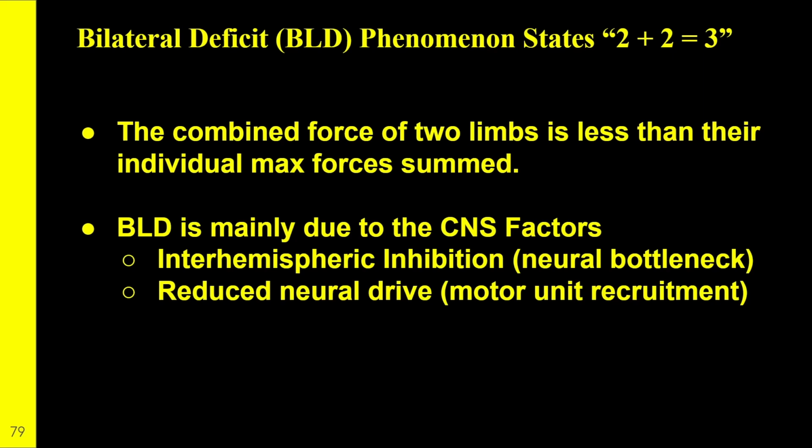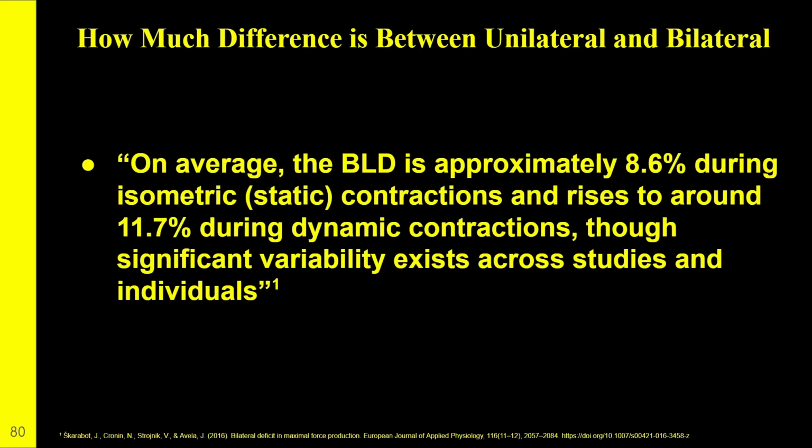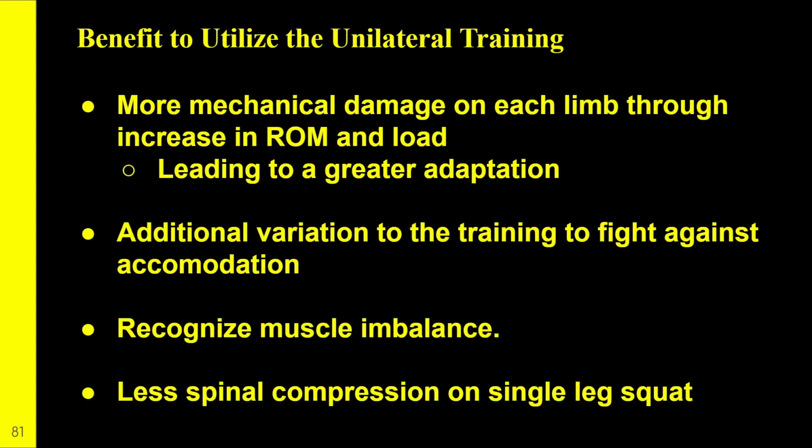BLD is mainly due to CNS factors, one of which is called interhemispheric inhibition, which is basically just a neural bottleneck. And second, reduced neural drive. Our body is going to have weaker motor unit recruitment if we use two limbs at once. So how much difference is actually between unilateral and bilateral? This is what I found in a 2016 study. On average, the BLD is approximately 8.6% during isometric contraction and rises to around 11.7% during dynamic contraction, though significant variability exists across studies and individuals. As a private pilot, when we look at those two numbers, we're just going to point at them and say, oh, 10%.